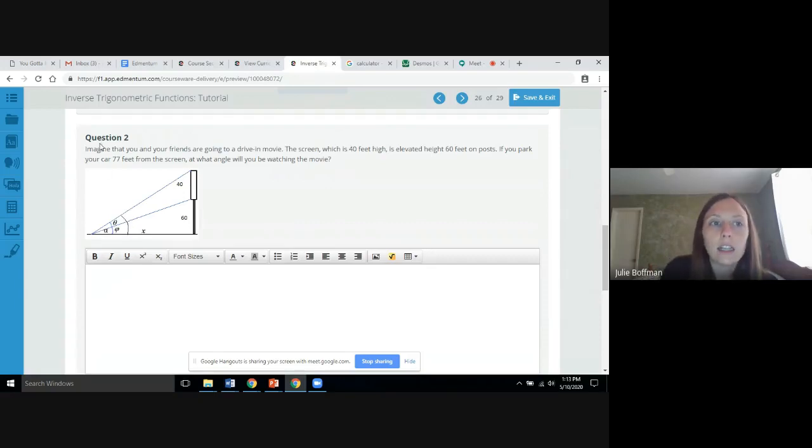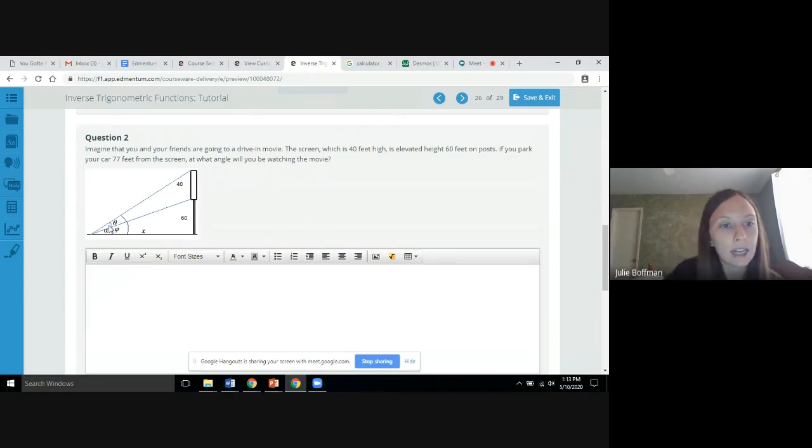So let's see how it's set up. It says, imagine you and your friends are going to a drive-in movie. The screen is 40 feet high and elevated 60 feet on posts. If you park your car 77 feet away from the screen, at what angle will you be watching the movie? So this is the movie screen, and you're here. The angle that you're watching the movie is this top theta, which is not a right triangle. So we've got to set it up how we set up the other ones before this.